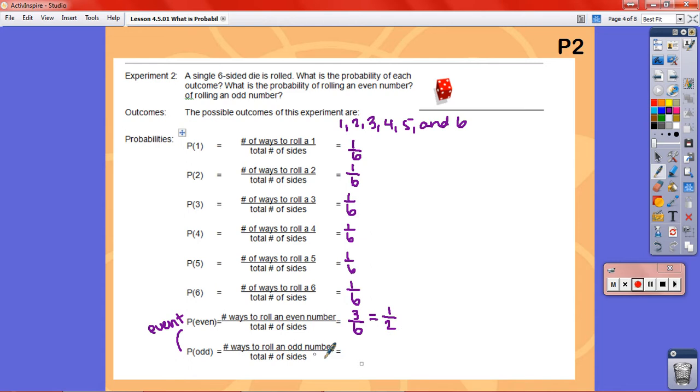And for rolling an odd number, well, that's 1, 3, and 5. There are 3 odd numbers out of 6 sides, and that's also half, the other half. So theoretically, half the time you'll roll odd numbers and half the time you'll roll even numbers.